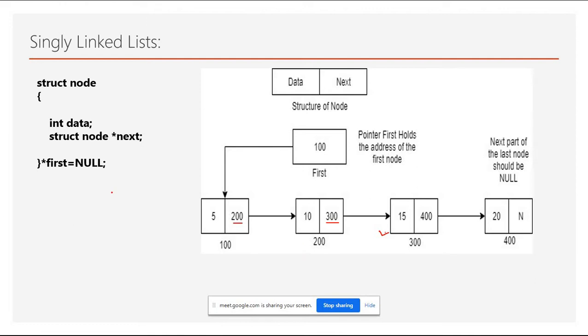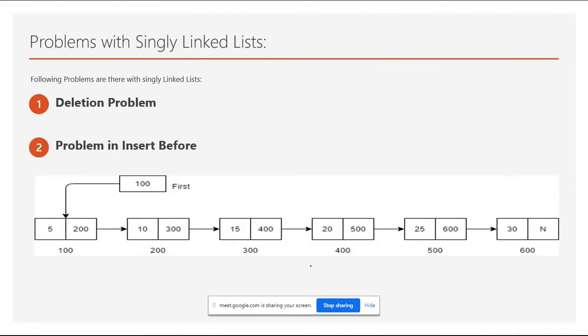So what is the problem with the singly linked list? Let's suppose you are at address 400 and you want to come back to 300. It is not possible. Here you can go in the forward direction, but you cannot go in the backward direction. The singly linked list has only one address, the address of the next node.